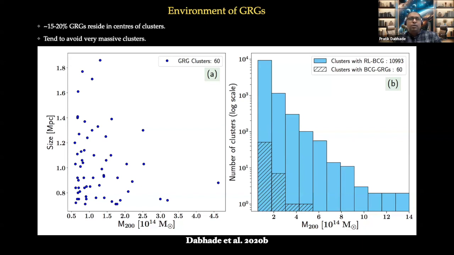So on the plot on the right, you can see the mass distribution of the galaxy clusters. The GRGs are indeed avoiding the most massive ones, but still, it is found in 10 to 14 Emerson galaxy clusters, which is not a small number.